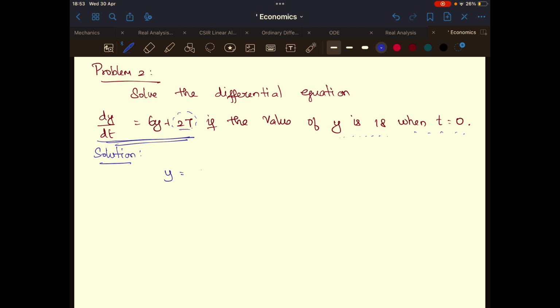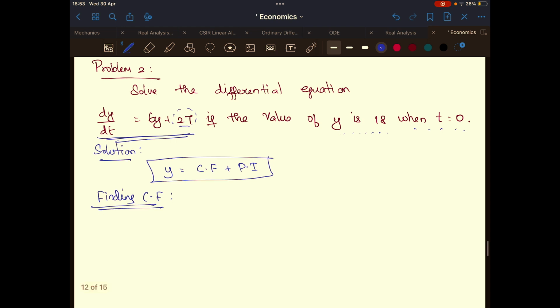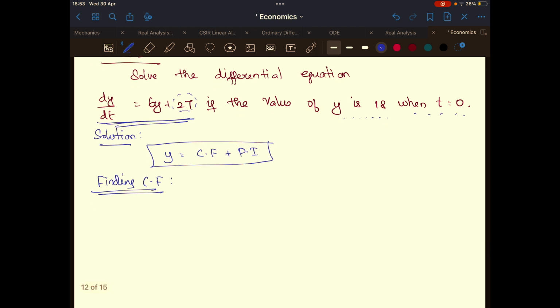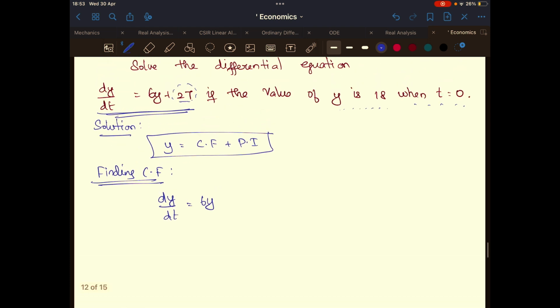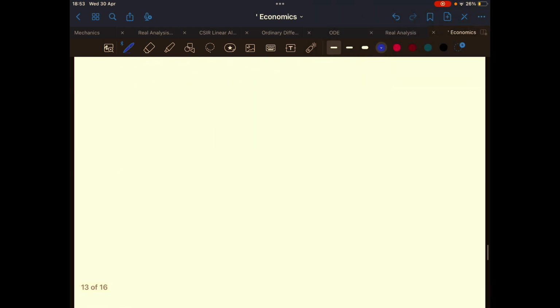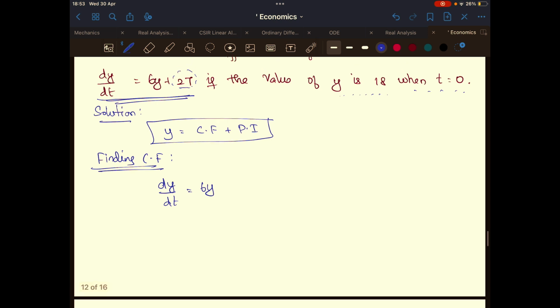y is equal to complementary function plus particular integral. Now I'll first find the complementary function. Finding CF: dy by dt equals 6y plus 27. I have to eradicate this 27 and write only this, changing it into a homogeneous equation. You know how to find the homogeneous solution, the same method as in the previous problem we just did.